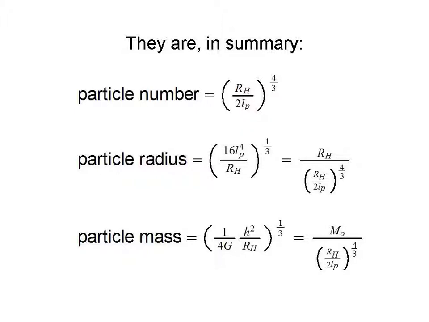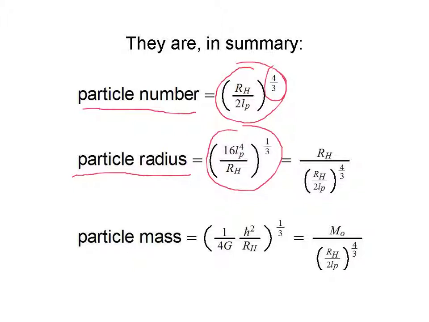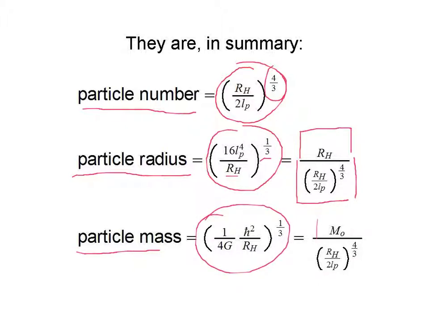These ideal particle values are, in summary: particle number is r sub h divided by 2 Planck lengths to the 4/3 power. Particle radius is given by 16 times the Planck length to the fourth, divided by the radius of the hyperverse to the 1/3 power, or it can be expressed as the radius of the hyperverse divided by the number of particles. Particle mass is given by this term here, and can also be expressed as the mass of the observable universe divided by this ideal particle number.